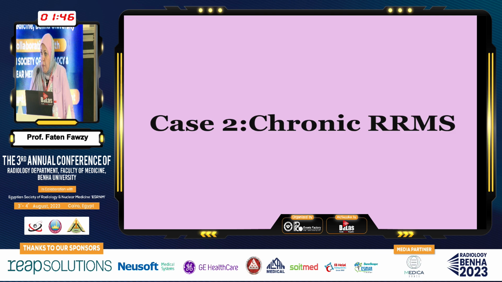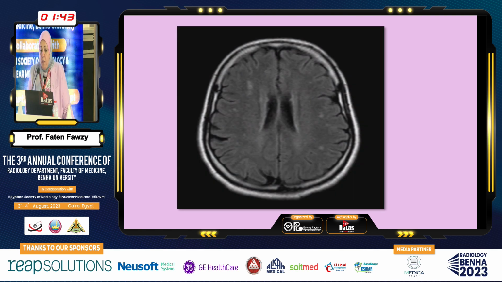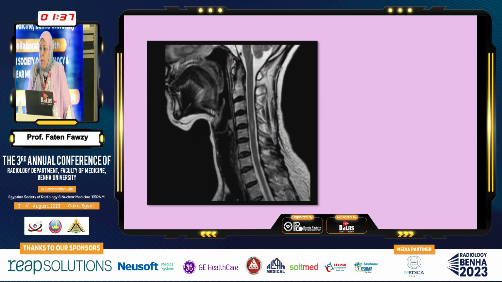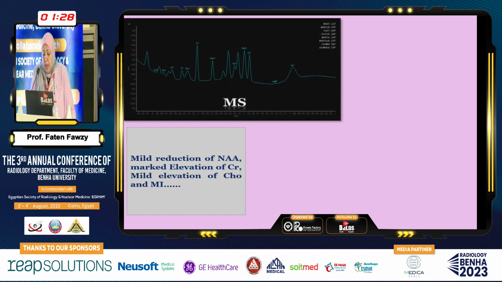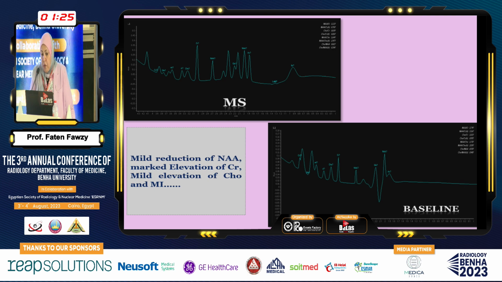This is a case of chronic relapsing remitting MS, with no newly detected plaques on conventional MRI, but short segment myelopathy was detected in the cervical cord on T2 weighted images. The MR spectrum here is compared with the previous spectrum of the patient. We found mild reduction of N-acetyl aspartate. Here the creatine is elevated because this case is chronic, but no further elevation of myoinositol relative to the previous one. So this case is relapsing remitting with no further elevation of choline or myoinositol.